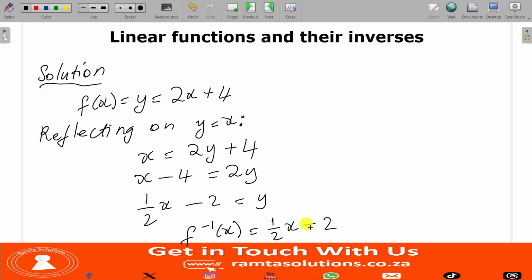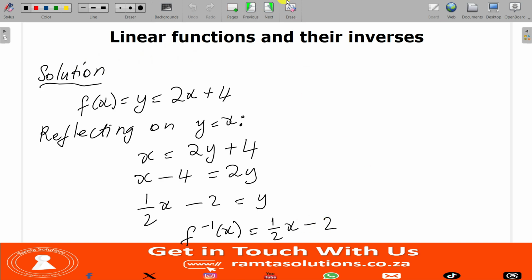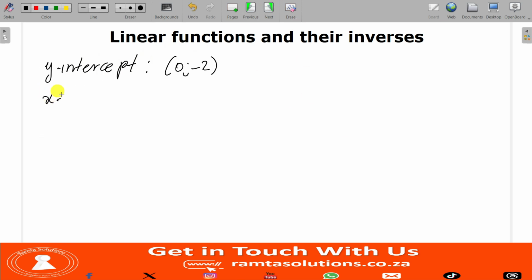As you can see, the y-intercept is 0 and negative 2. Did you guys see that? The y-intercept is 0 and negative 2. Why? Because the constant is negative 2. Now let's look for the x-intercept. For the x-intercept, remember for a straight line, we don't have to stress if the constant is given, we just use that constant. Now we will say this means f inverse of x equals 0.